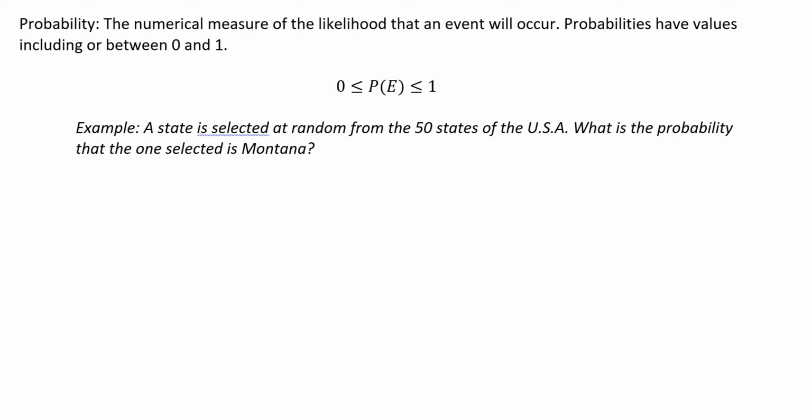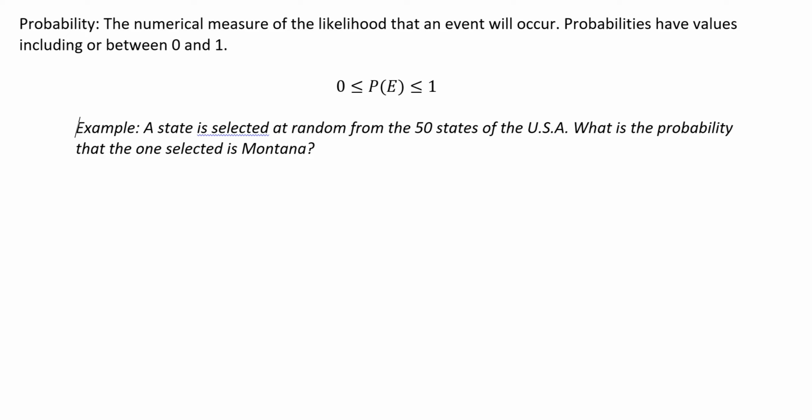Probability is the numerical measure of the likelihood that an event will occur. Probabilities will have values that include or are between 0 and 1. It means a probability could be 0, or a probability could be 1, or it could be any value in between. So probabilities are typically seen as fractions or decimals. Sometimes they're recorded as a percent.